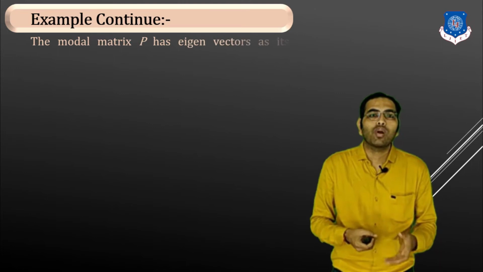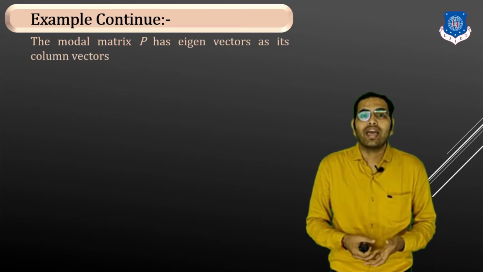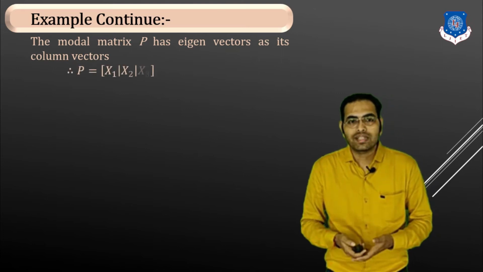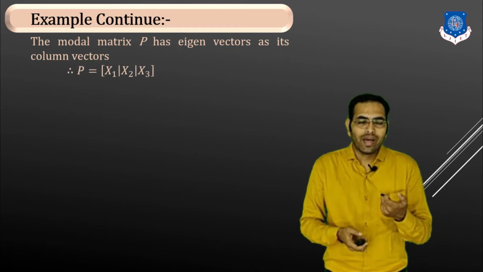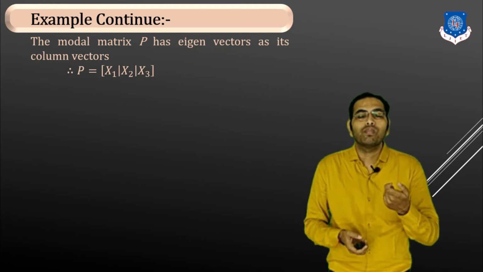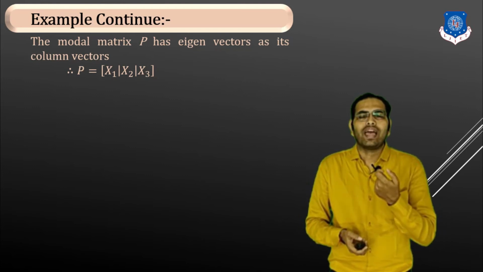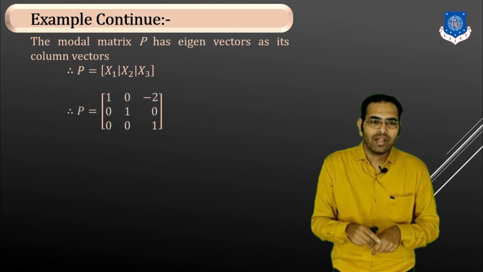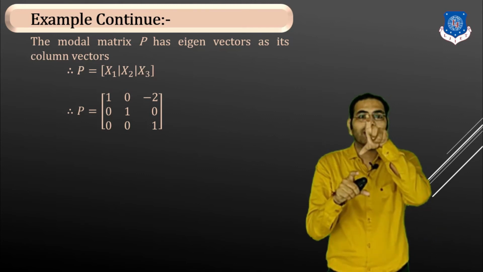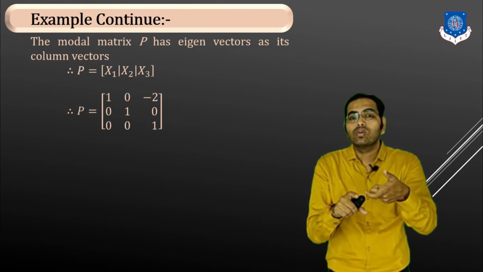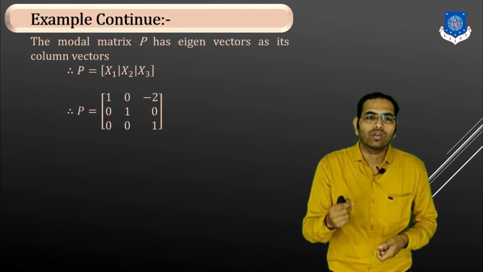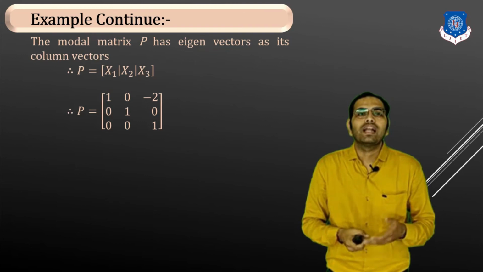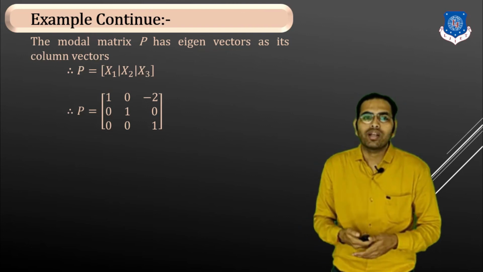Now we have to find the model matrix P, which has the eigenvectors as its column vectors. Means P equal to the eigenvector for lambda equal to 2, then the eigenvectors for lambda equal to 3, that is x2 and x3, written in the form of columns. Then P equal to 1 0 0, that is the eigenvector for lambda equal to 2, and 0 1 0 and minus 2 0 1, that are the eigenvectors for lambda equal to 3. That is our model matrix P.